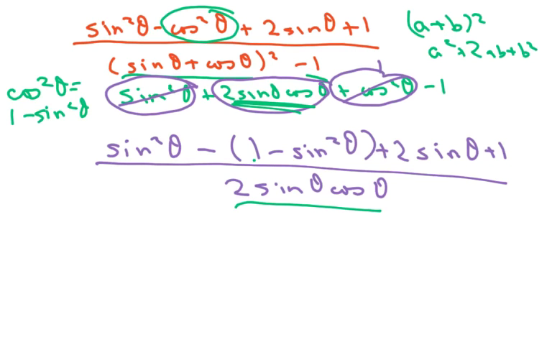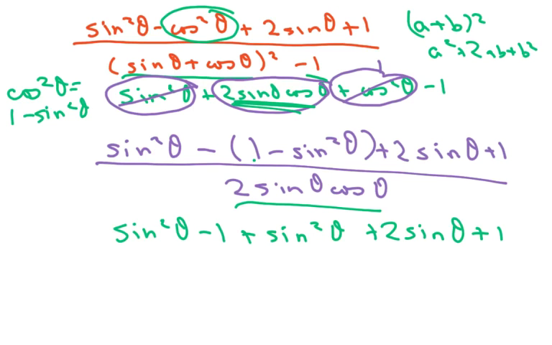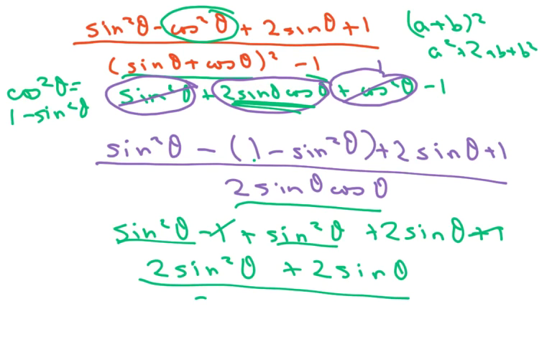Now, cleaning up the numerator, we're going to get sine squared theta minus 1 plus sine squared theta plus 2 sine of theta plus 1. And that's just your numerator, and you notice this cancels, and we have 2 of these. So basically we're going to get 2 sine squared theta, because there's 1 here and 1 here, plus 2 sine of theta all over 2 sine of theta cosine of theta. So we're left so far with this.